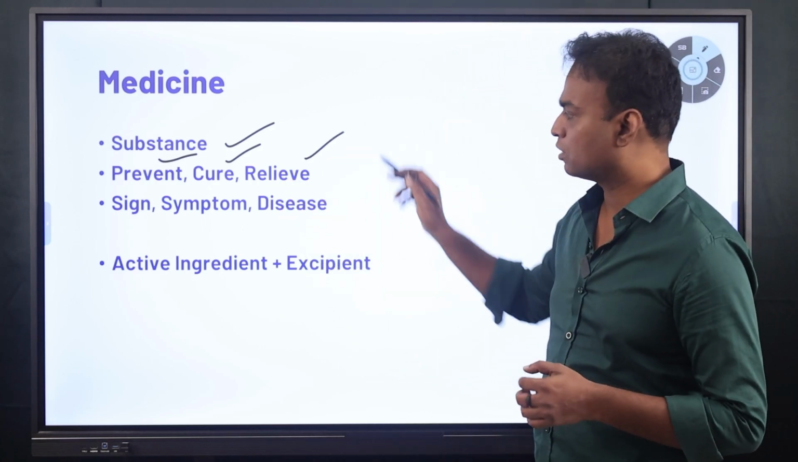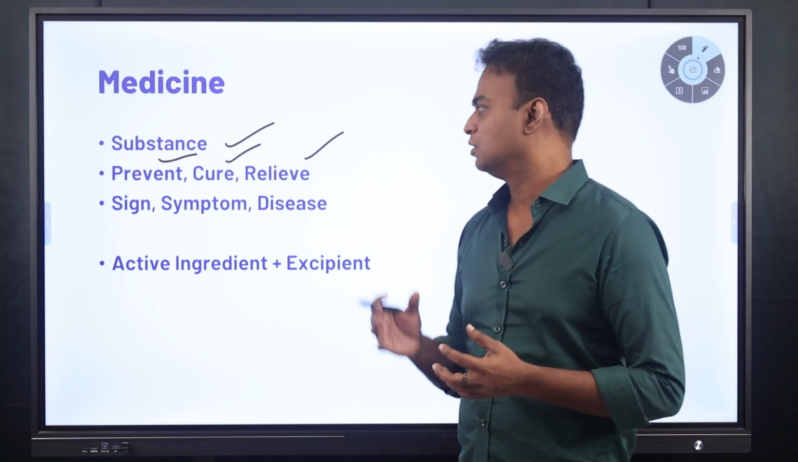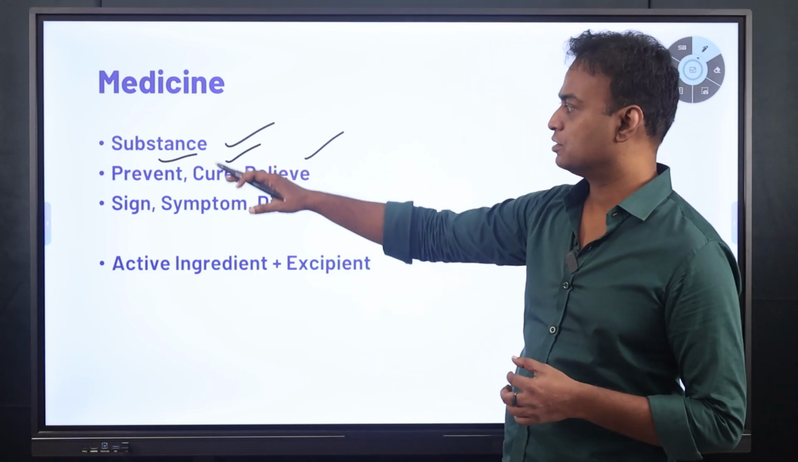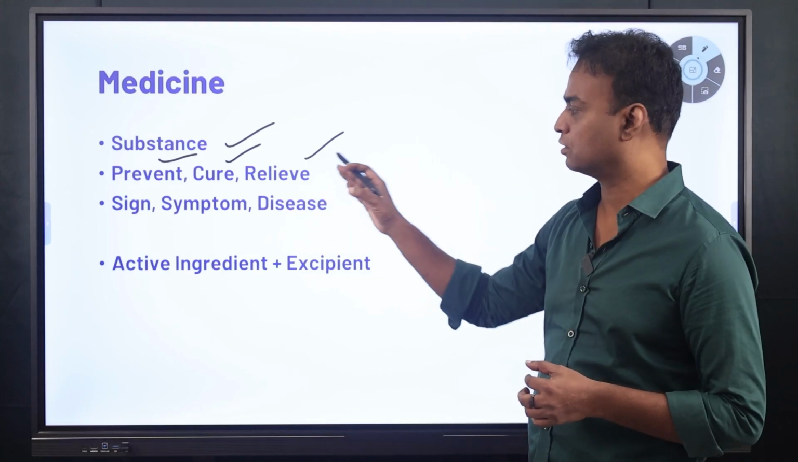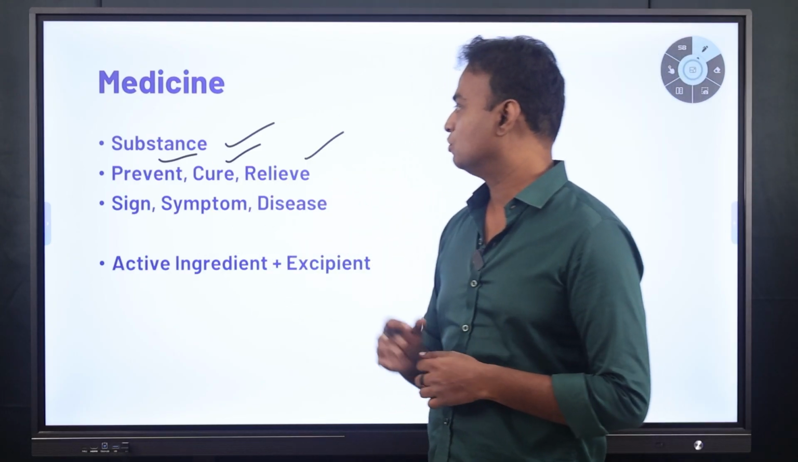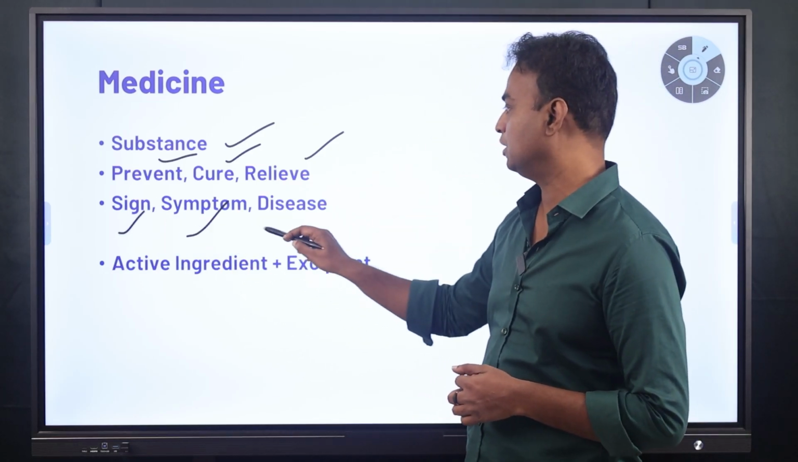Once you have any disease, if you want to reverse the disease completely, that is known as cure. Relief means you are not able to prevent a disease and you are not able to cure a disease completely, you just give some relief to the patients. A substance that can prevent and or relieve a disease is known as medicine. So what can it cure, relieve or prevent? It can relieve sign, symptom and disease.